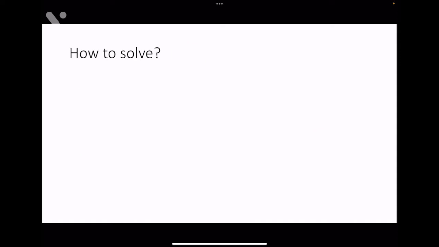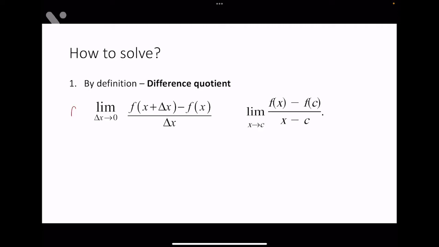So how do we do this? How do we calculate the derivatives? First, we can do this by using the definition or using the difference quotient, which is these equations. These equations you can memorize or you can also understand. It's easier to understand, I guess, because let's see an example here.